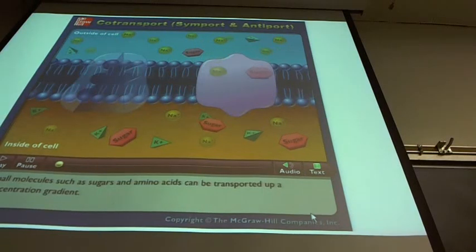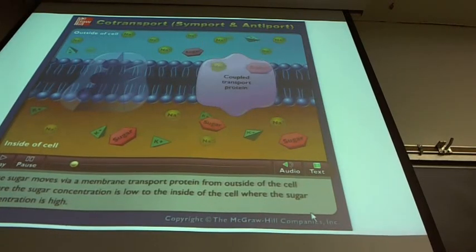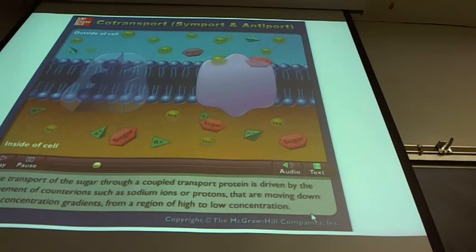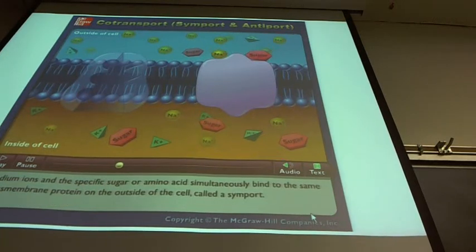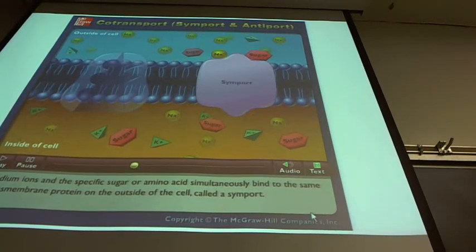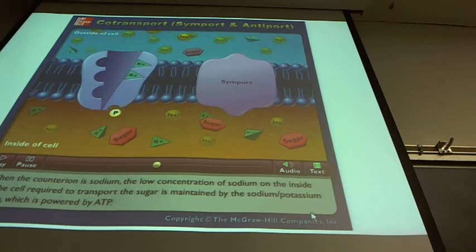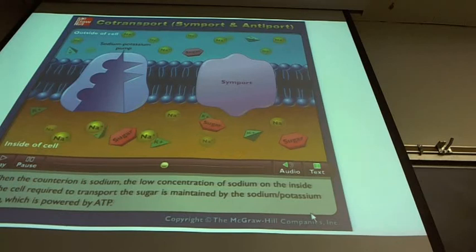Small molecules, such as sugars and amino acids, can be transported up a concentration gradient. The sugar moves via a membrane transport protein from outside of the cell where the sugar concentration is low to the inside of the cell where the sugar concentration is high. The transport of the sugar through a coupled transport protein is driven by the movement of counterions, such as sodium ions or protons, moving down their concentration gradients from a region of high to low concentration. Sodium ions and the specific sugar or amino acid simultaneously bind to the same transmembrane protein on the outside of the cell, called a symport. When the counterion is sodium, the low concentration of sodium on the inside of the cell required to transport the sugar is maintained by the sodium-potassium pump, which is powered by ATP.